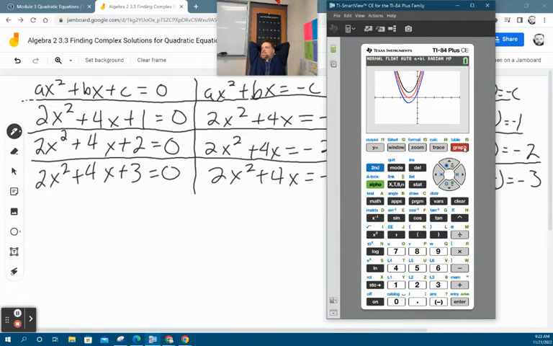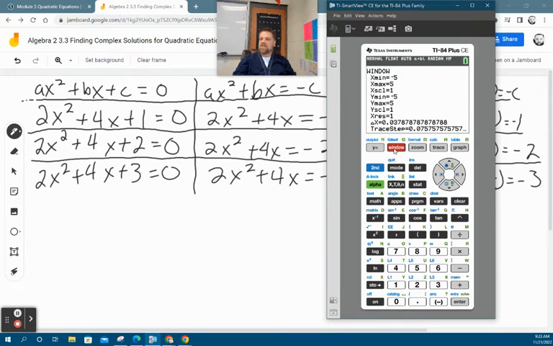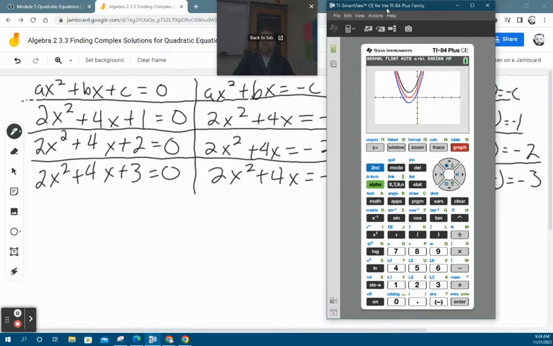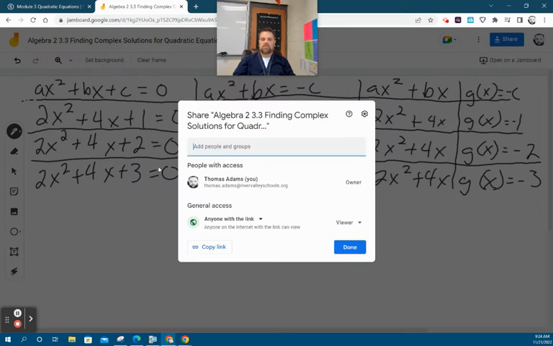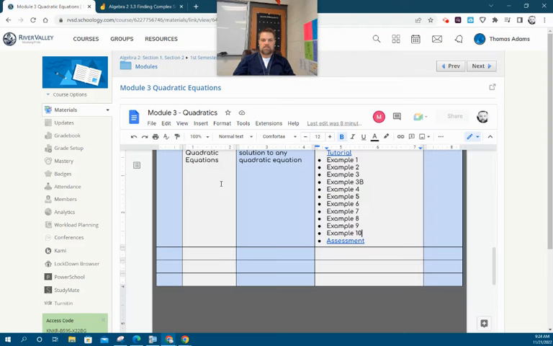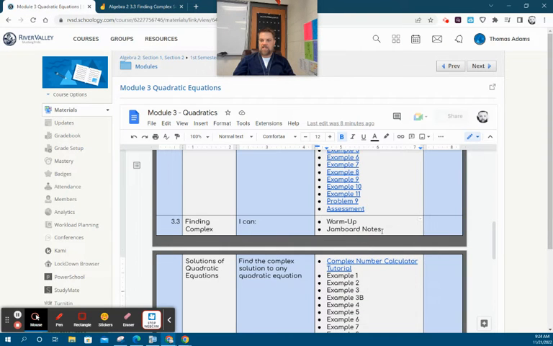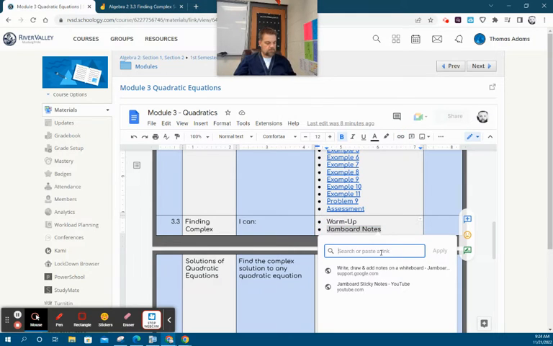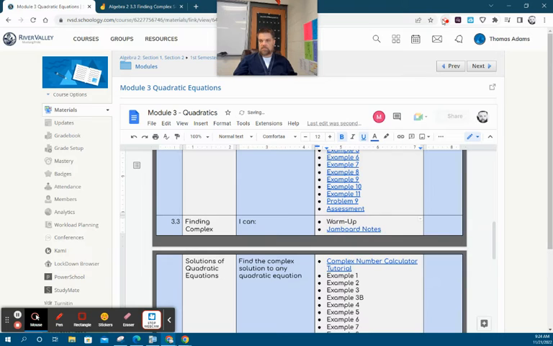Yes. What did you put in for the window? -5 to 5 for the x min is -5, the x max is +5, and then for the y min -5 and the y max 5. Yes. Sure. I thought I did. Oh, you know what? I did not. Good call. All right.